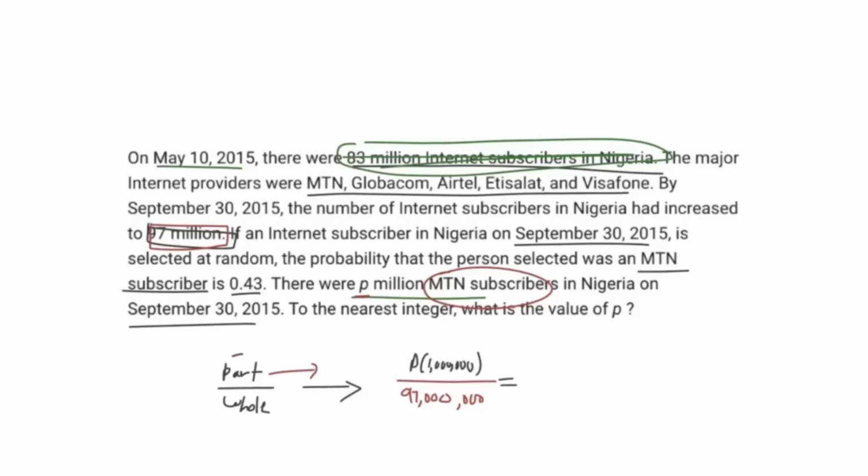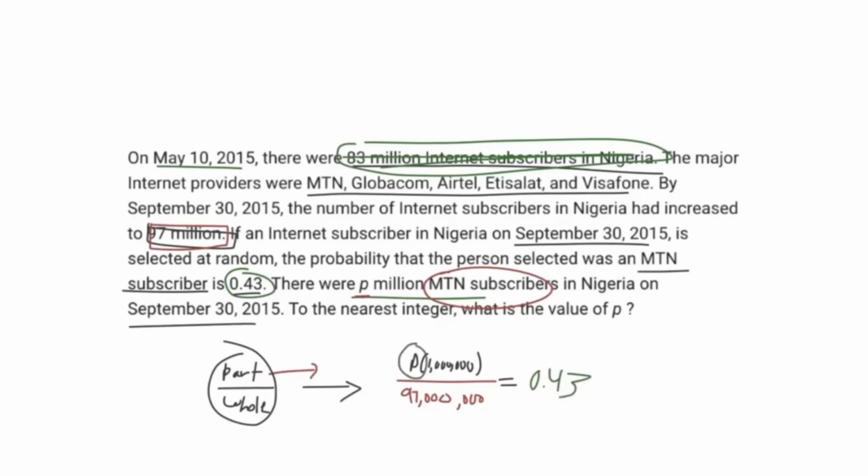All right, so now what you have to understand about part over whole is that it finds percent composition, right? But we're not talking chemistry. We want to find the percent composition, quote unquote, of MTN subscribers in Nigeria. So of that 97 million, what percentage of those subscribers were MTN subscribers? Well, that information is given right here, 0.43, which translates to 43%. So we can give a value of 0.43 here. So now it's pretty simple. We just have to solve for the value of P.